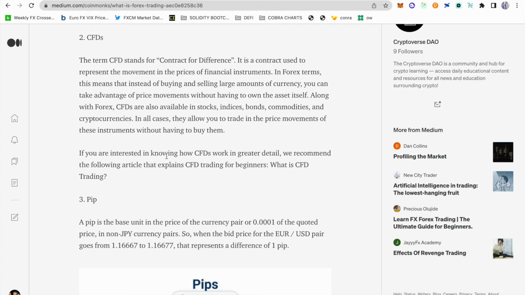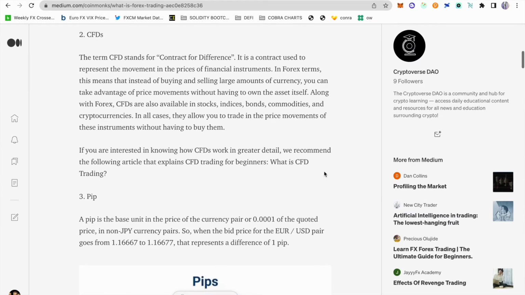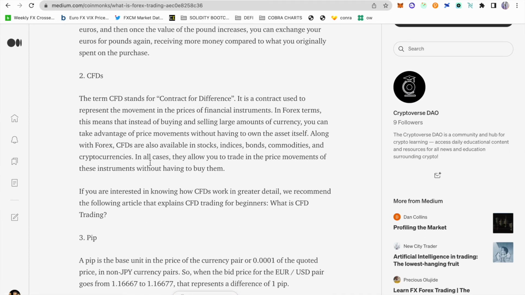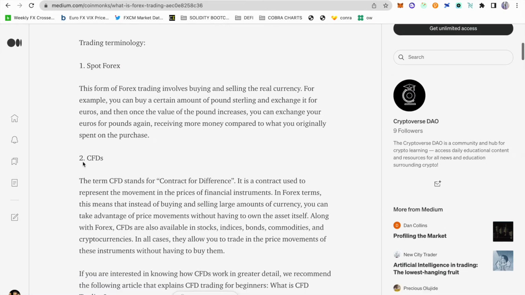Right, so if you're interested in knowing how CFDs work in greater detail, we recommend following the article that explains CFDs for beginners. So CFD is something that you'll find on all these platforms, like Trading 212, like Plus500, and you can take a single position and then trade on the difference of price movement. It's very different to something like spot Forex, right?